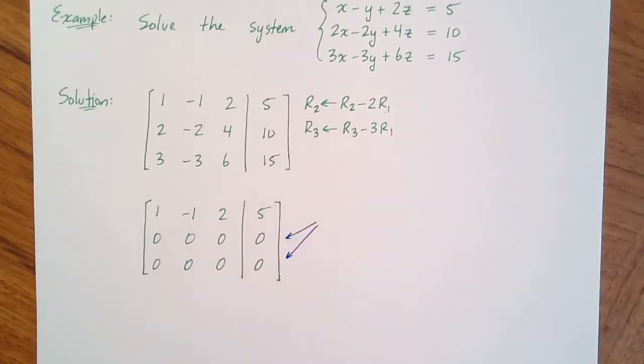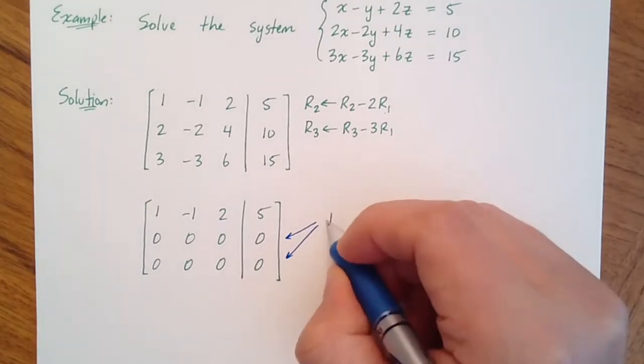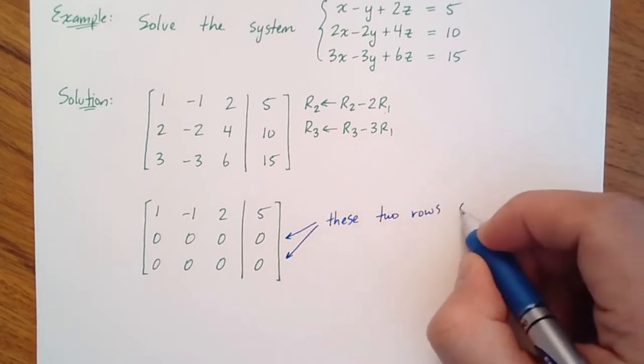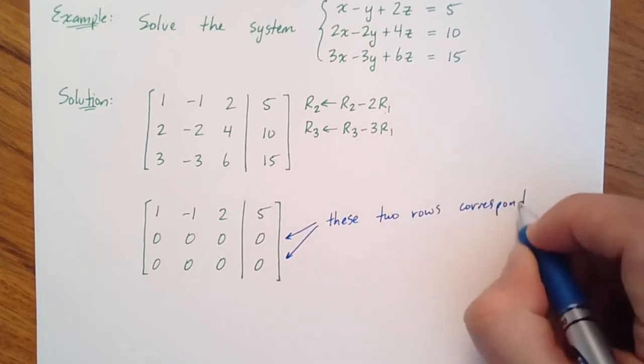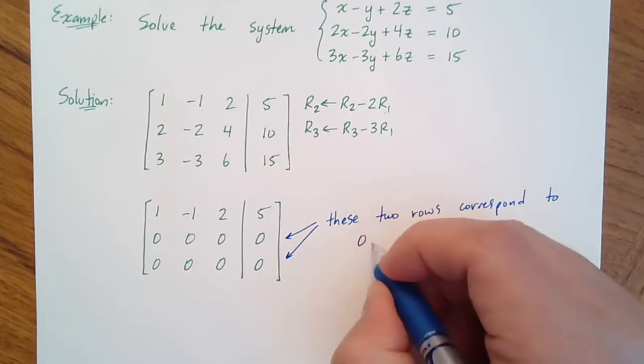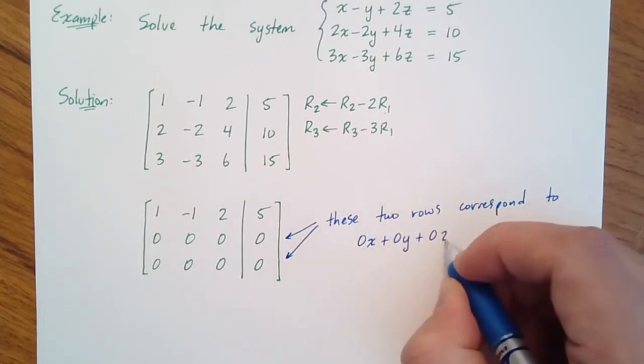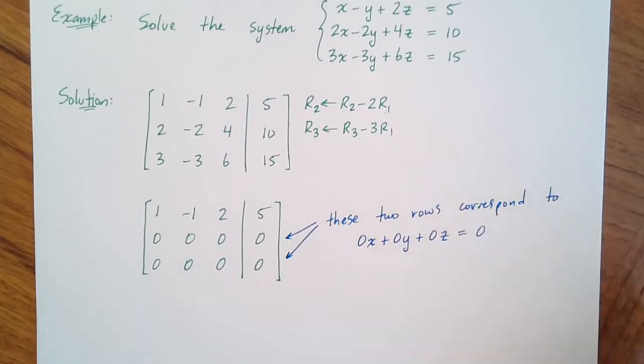So these two rows correspond to a very specific equation. So let's write that down. These two rows correspond to 0x plus 0y plus 0z is equal to 0. And well, pause for a moment and think, is there any value of x, y, or z that you could ever have that would make this equation not true?